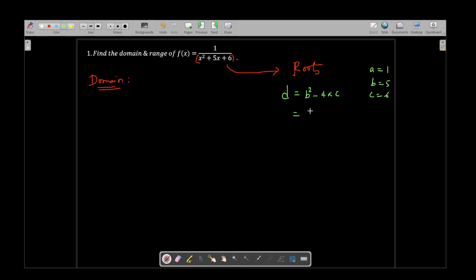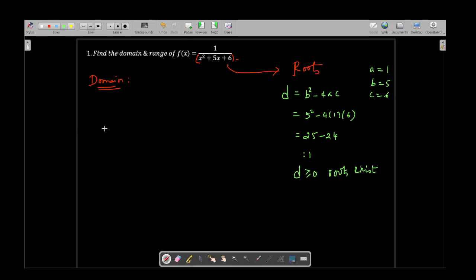So b squared is 5 squared, minus 4 into a, which is 1, into c, which is 6. So that is 25 minus 24, which is 1. Since D is positive, that is, D is greater than or equal to 0, real roots exist. So now let us find the roots.